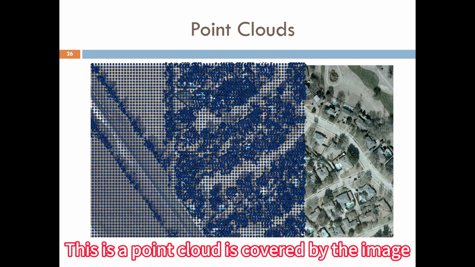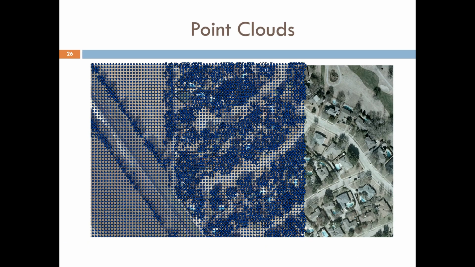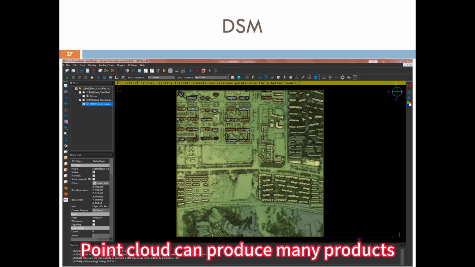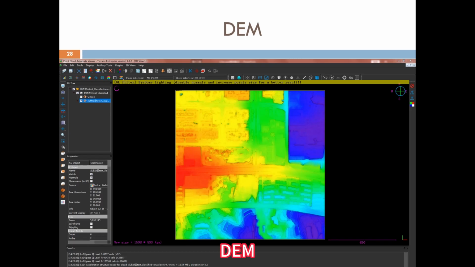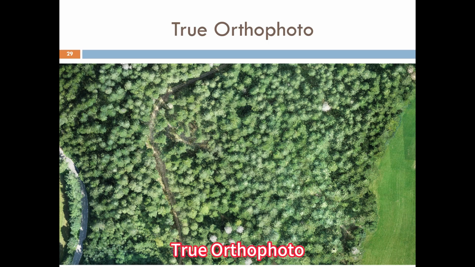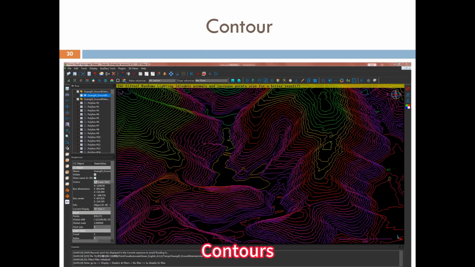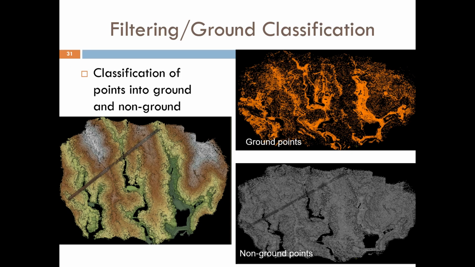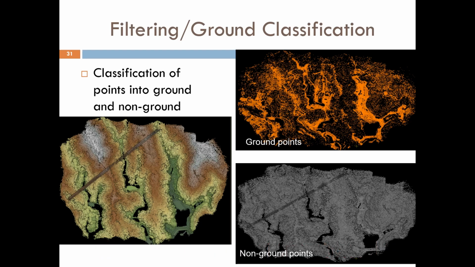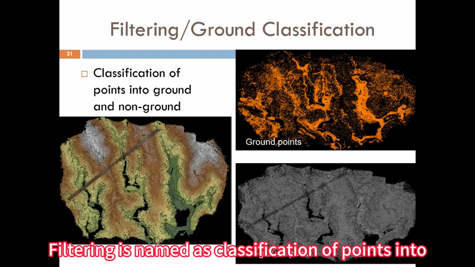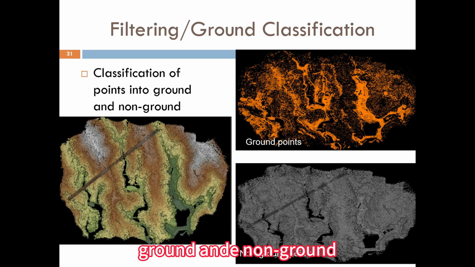This is a point cloud covered by the image. A point cloud can produce many products, such as DSM, DEM, true orthophoto, and contours. Point cloud filtering is a key step in point cloud processing. Filtering is the classification of points into ground and non-ground.